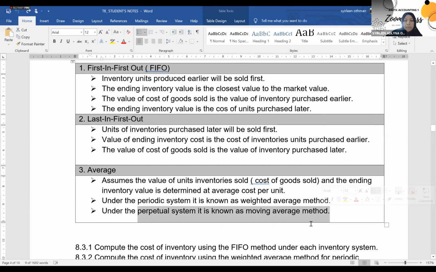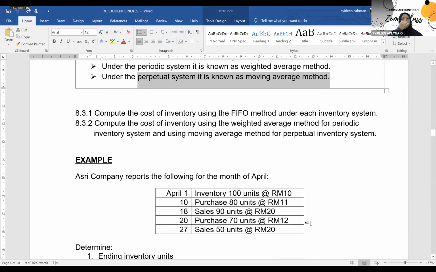Alright, so now we are going to calculate using FIFO. Untuk level U kita belajar dua method saja for both system. Kita akan belajar dua-dua sistem, tapi dua method yang berbeza lah. So that means awak akan tahu 4 method yang berbeza untuk dua sistem tadi. We are going to do FIFO for both system and we are going to do average for both system as well. Alright, ini example.